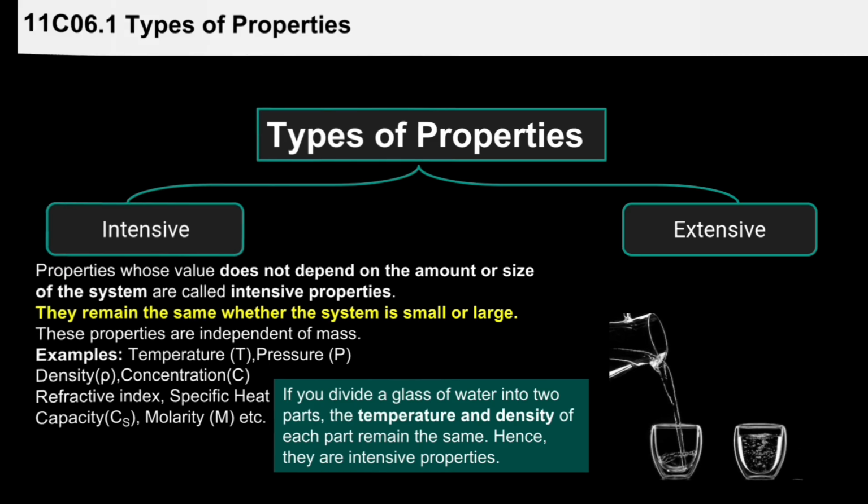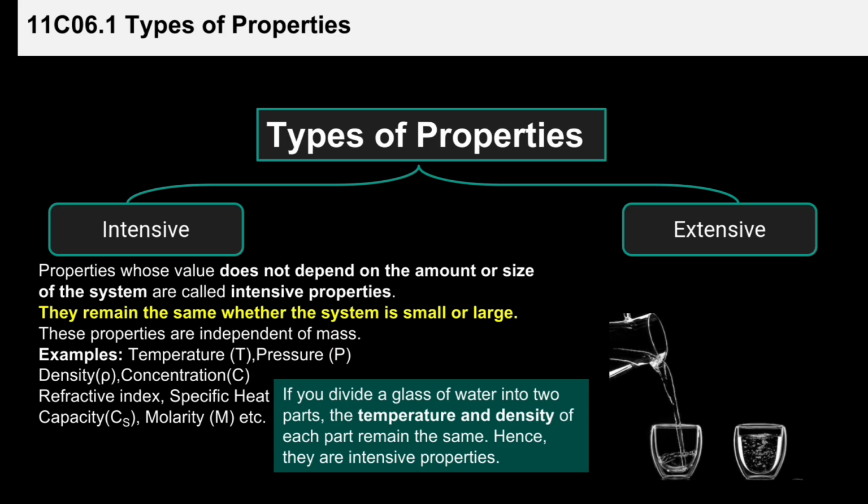So next topic is types of properties of the system. There are two types of properties. First, intensive, and second, extensive. So let's firstly define intensive property. The properties whose value does not depend on the amount or size of the system are called intensive properties. They remain the same whether the system is small or large. These values are independent of the mass. For example, if you divide a glass of water into two parts, the temperature and density of each part remain the same, hence they are intensive properties.